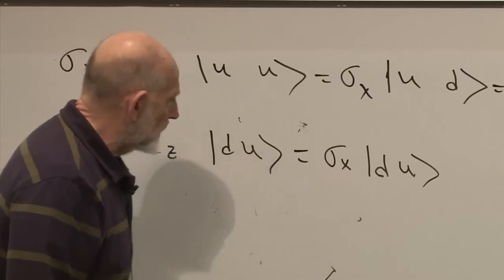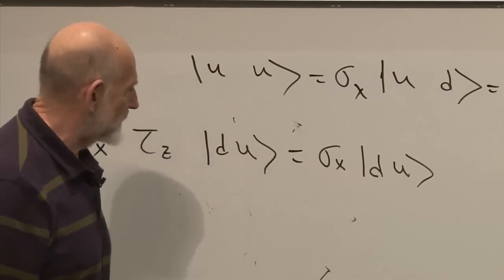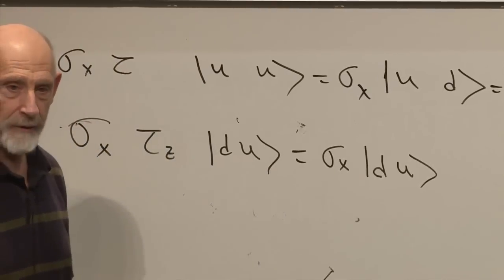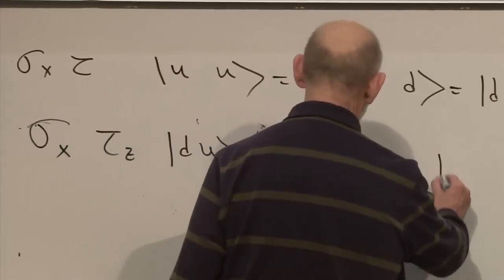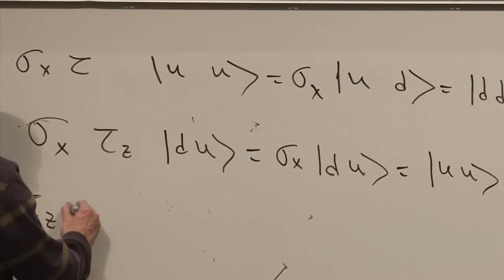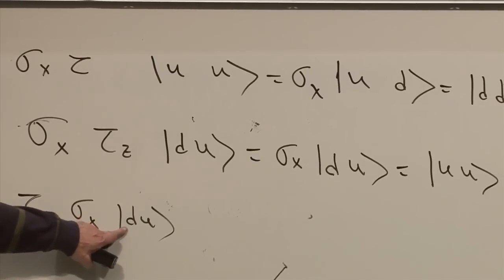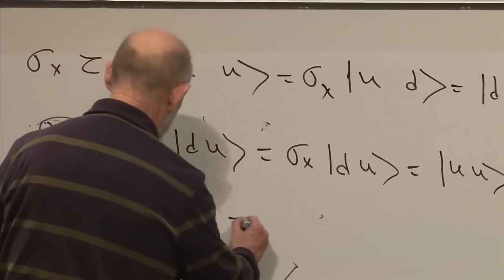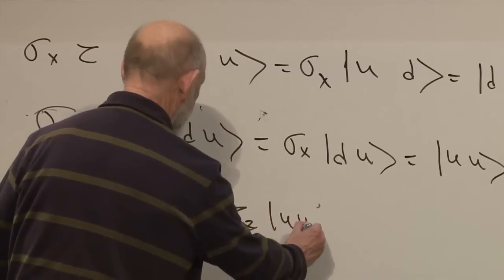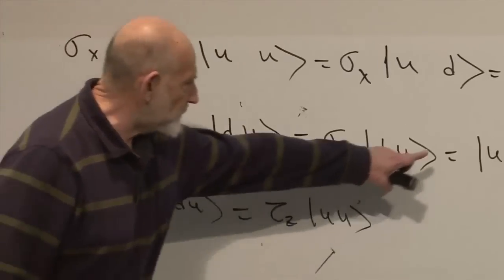Then what does sigma x do when it hits down, up? It just flips down to up, so it gives up, up. Let's do it in the opposite order: tau z sigma x on down, up. First sigma x flips down to up, so it gives us tau z times up, up. Then tau z just gives 1 when it hits the up. So it gives the same thing again.